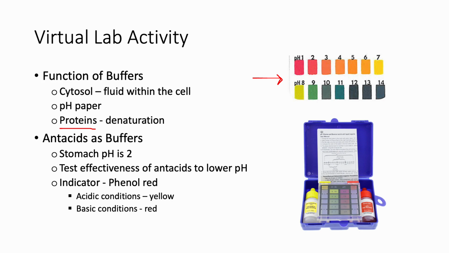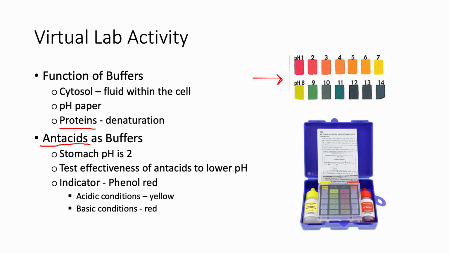The next virtual lab activity, one of them looks at antacid. So we talked about stomach acid being pH of 2. And sometimes if we have an ulcer in our stomach or something going on, we might want to try to neutralize some of that stomach acid. And so you're going to look at the effectiveness of different antacids to see which ones lower the pH better.